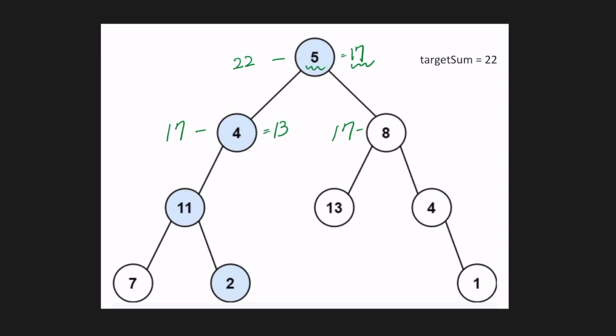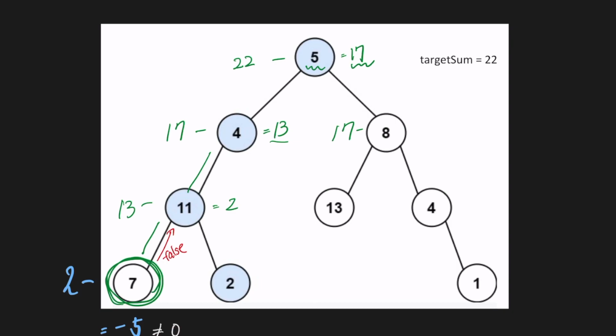And then we're going to use that to call this function. So we have 13 minus 11, which is 2. And then we'll call this function using 2. So 2 minus 7 is negative 5. And once we reach the leaf, we're going to check if the number that we have is equal to 0. So in this case, it's not. So we are going to return false.